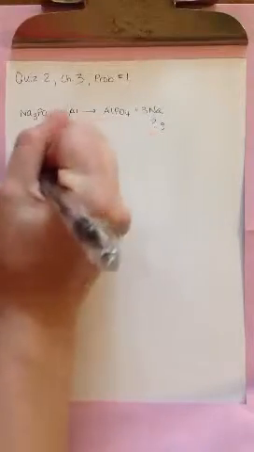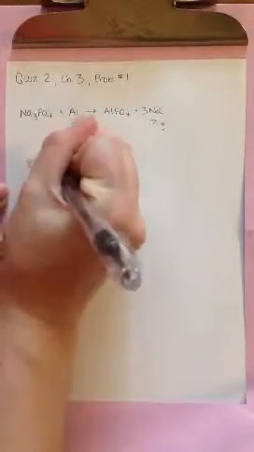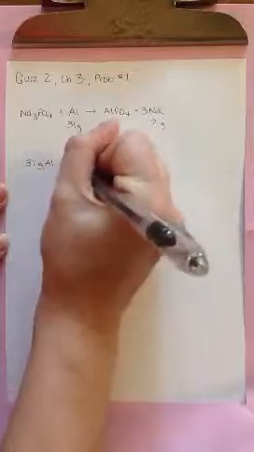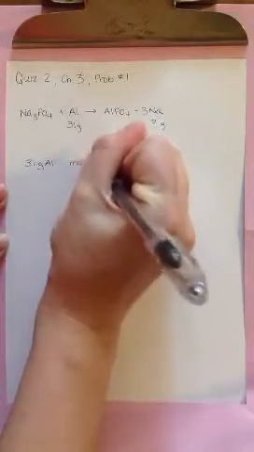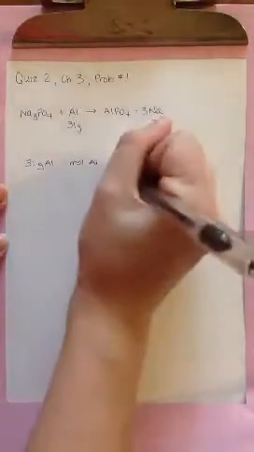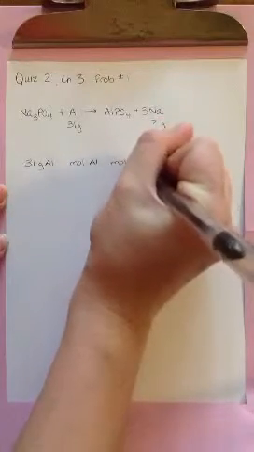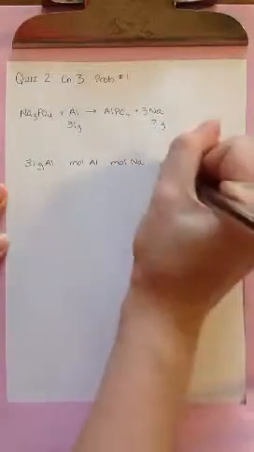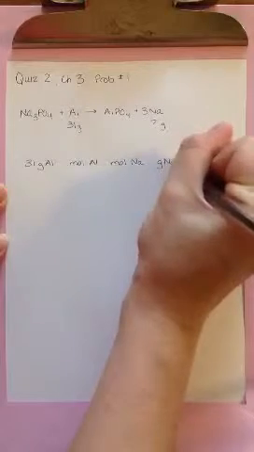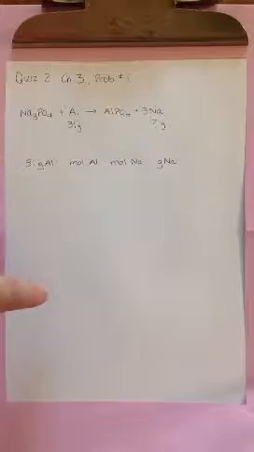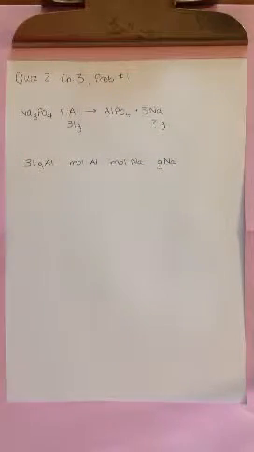So I'm going to start with my 31 grams of aluminum, and I'm going to then find how many moles of aluminum, so that's grams of A to moles of A. Then I find moles of sodium, moles of B, and then I finally can get to grams of sodium. So this is the path that I'm ultimately going to take.